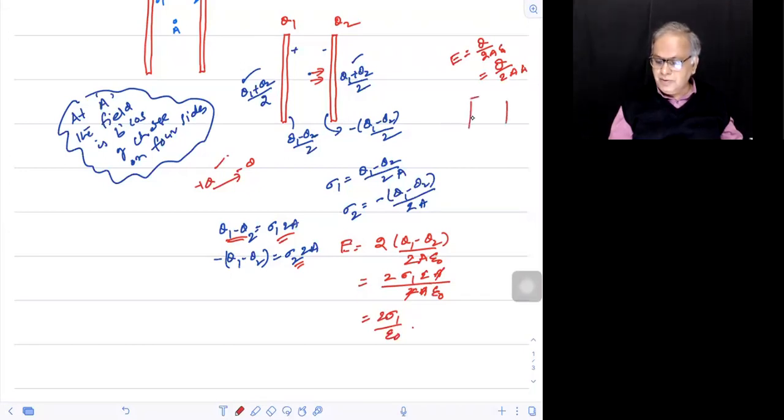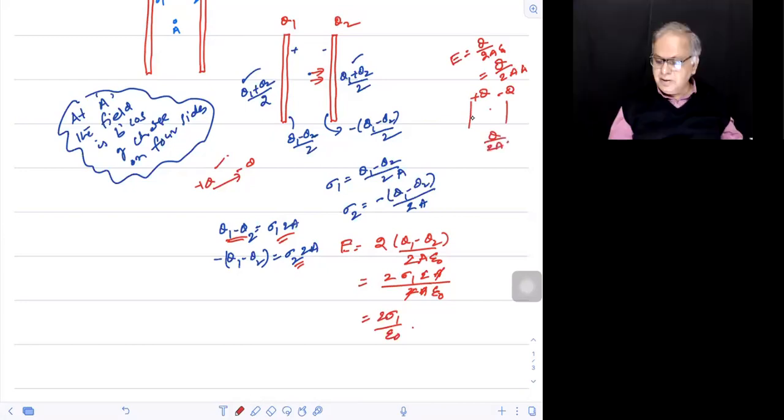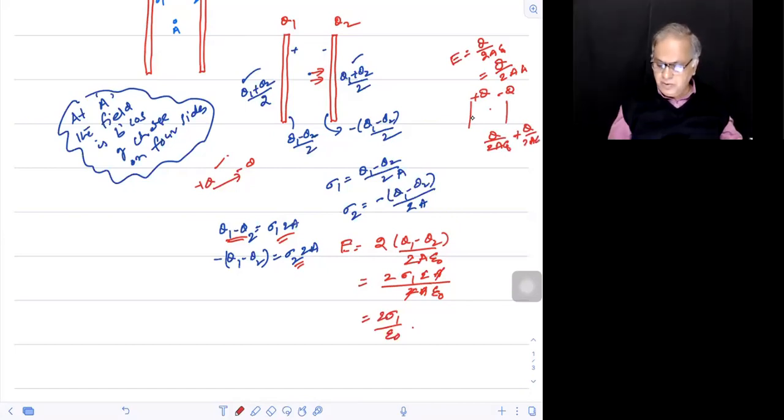Like if I have plus Q here and minus Q on the other side, at this point what? Sigma by 2 epsilon 0, right? Yes, sir. So that is Q by 2a epsilon 0 because of one, plus Q by 2a epsilon 0 because of the other. So what am I getting? Q by a epsilon 0.